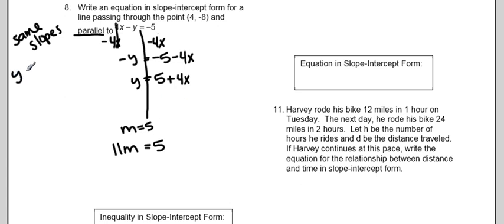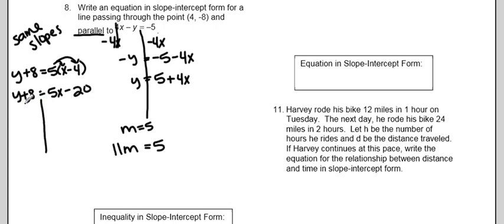So I have y minus negative 8 equals 5 times x minus 4. I can distribute. So I have y plus 8 equals 5 times x is 5x, minus 5 times 4 is 20. And then subtract 8, subtract 8. So y equals 5x minus 28.